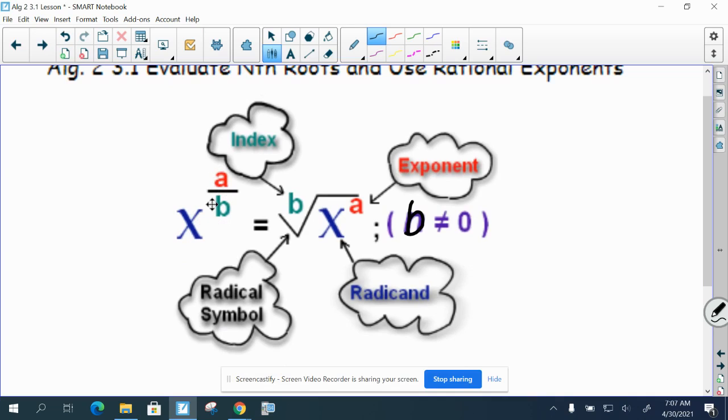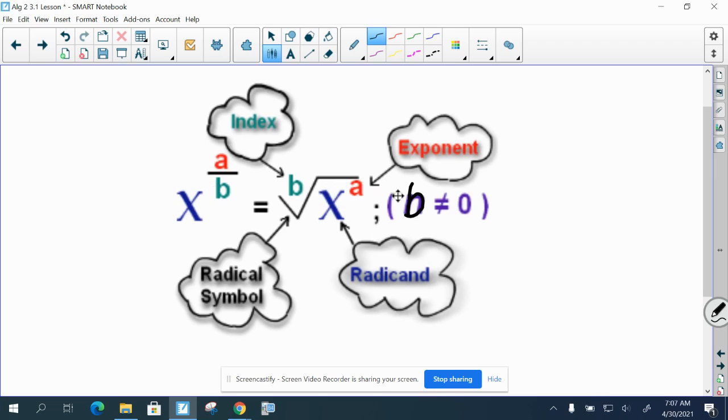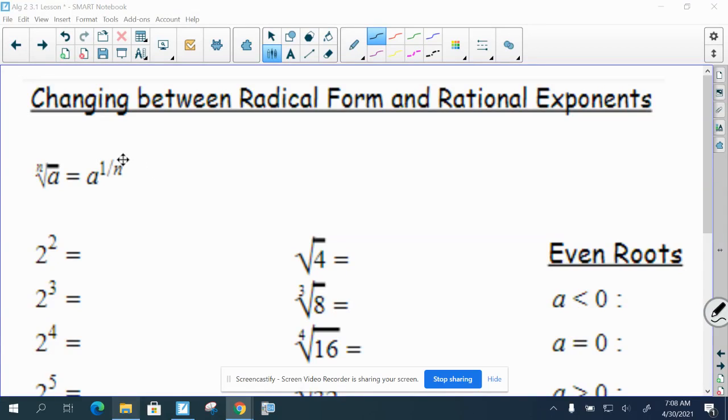All right, so like I was saying, when you have a rational exponent, such as a over b, so a fraction, if you want to rewrite it in radical notation, then the denominator of the fractional exponent becomes the root, or what we call the index, and the numerator becomes the exponent of the base, the variable or number being raised to a power. And b can't be 0, because you can't have 0 in the denominator. Here we're going to change between radical form and rational exponent.